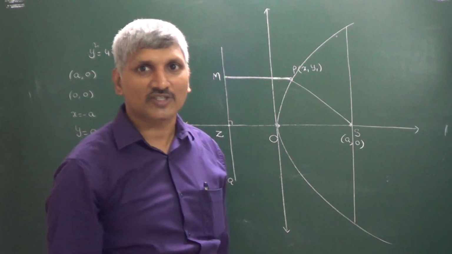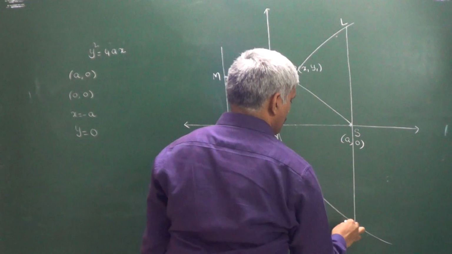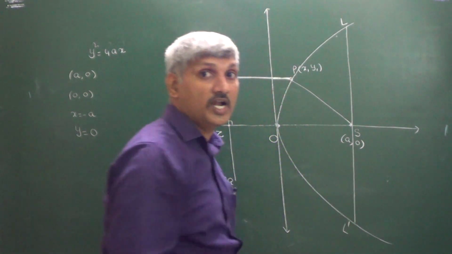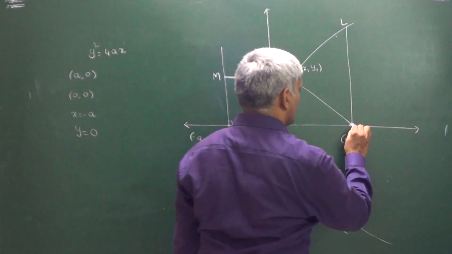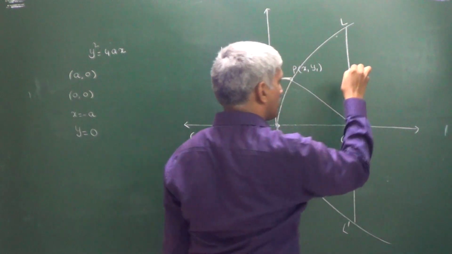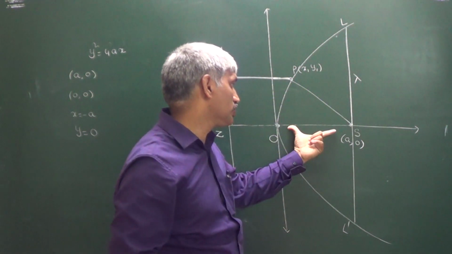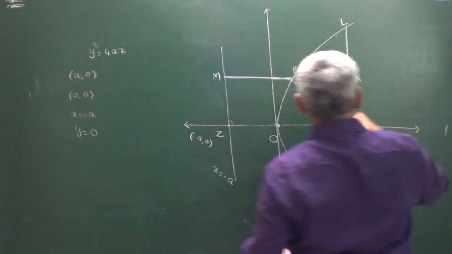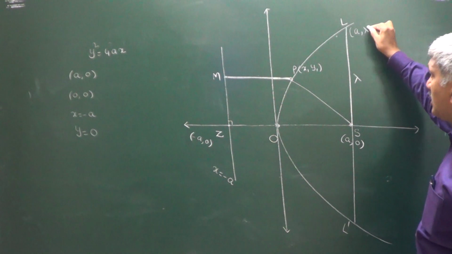But what about the length of the latus rectum? I am assuming this point is L and this particular point is L dash. For finding the length of the latus rectum, I am assuming this length is equal to lambda. Whenever this length is lambda, we know this length is a. Can you say what about the coordinates of L? The L coordinates are a comma lambda.